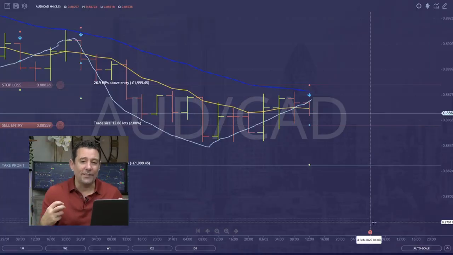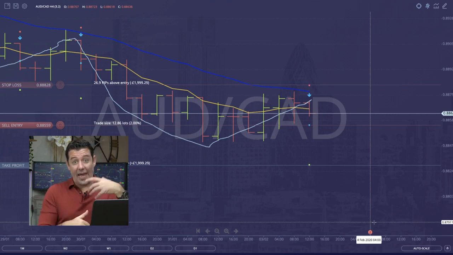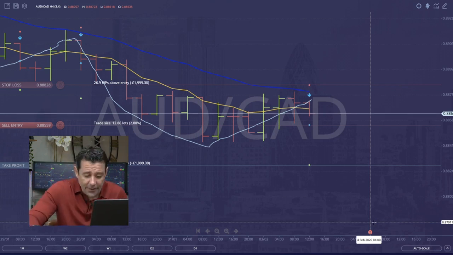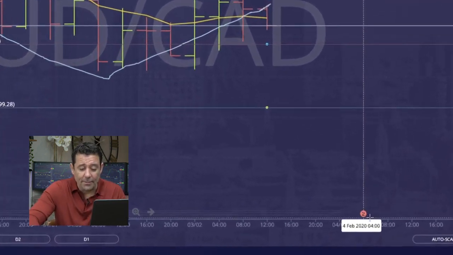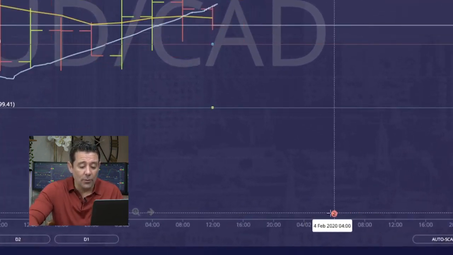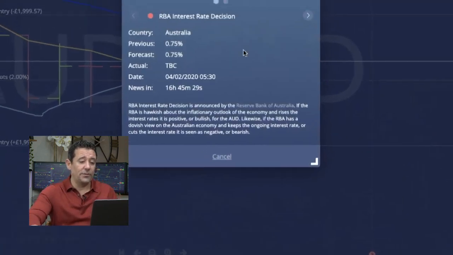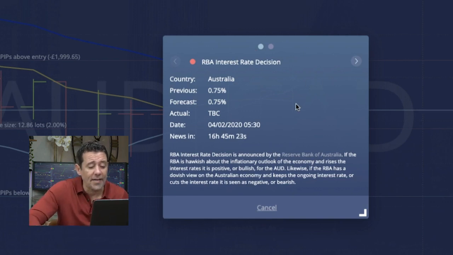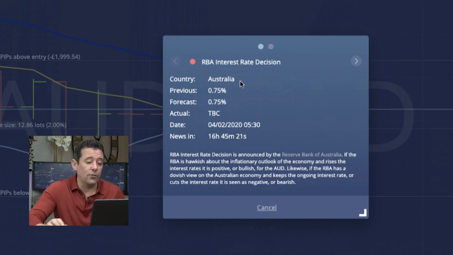So if you want to know what the news release is, what the forecast is, what the actuals are, and really what the significance of it is, you simply click the red dot at the bottom and it says the number 2 if you look at the screen, which means there are in fact 2 news announcements. You'll see that there's obviously 2 spots at the top of that blue box, which indicates 2 announcements coming out at that time. And it says, this of course is the Royal Bank of Australia interest rate decision.